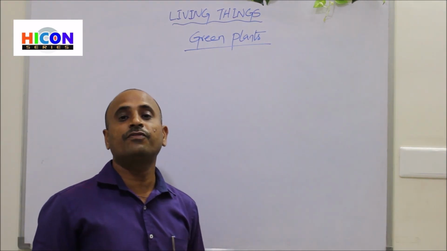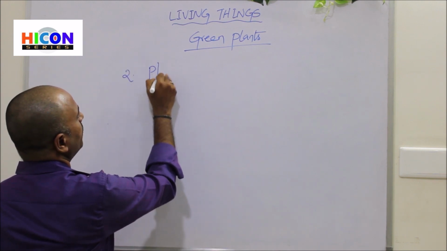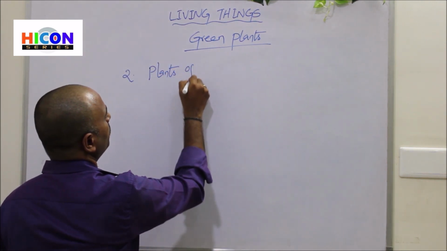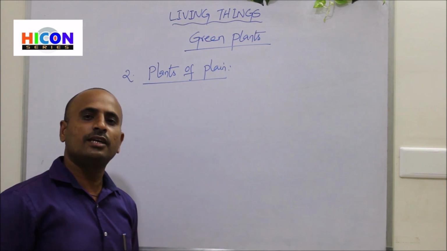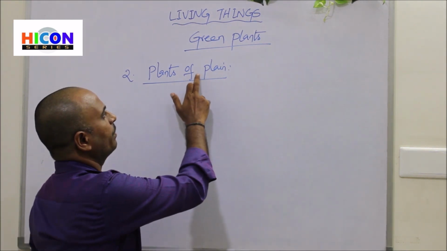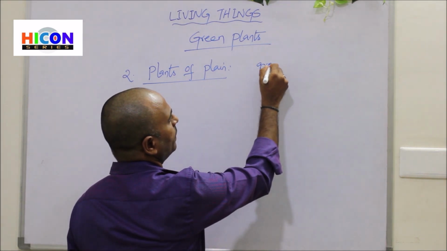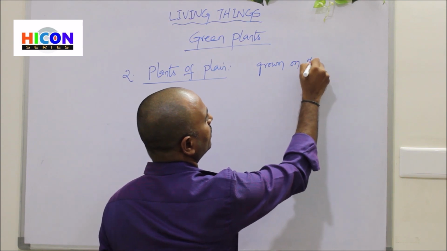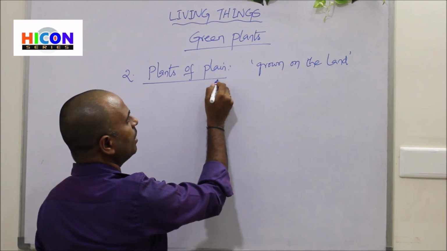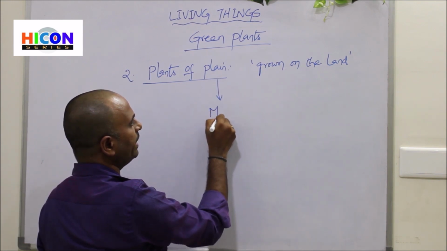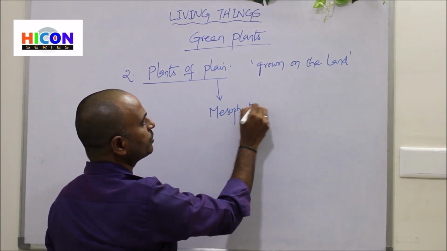Now the second type of terrestrial plants is plants of plains. Plants of plains means the plants which are grown on the land. So the plants which are grown on the land are called plants of plain, and these plants are also called mesophytes.